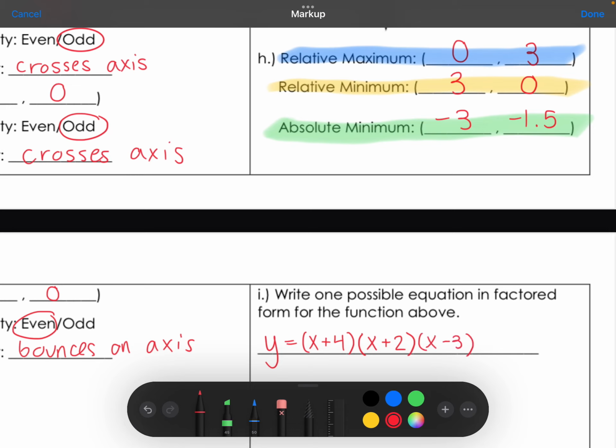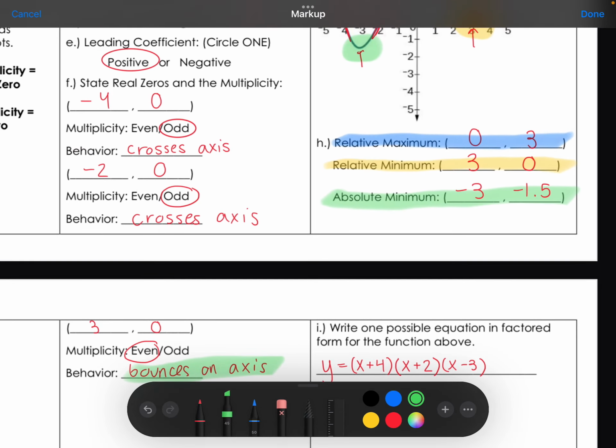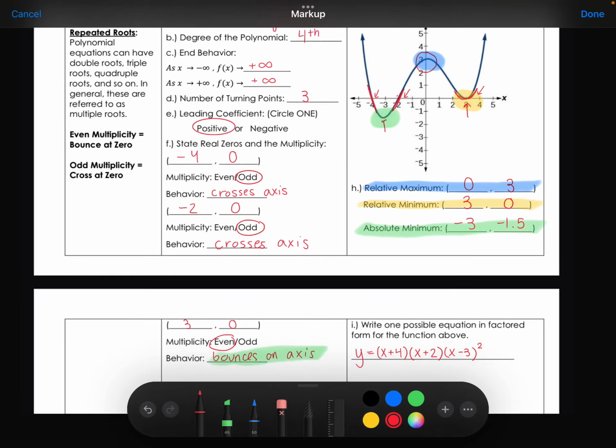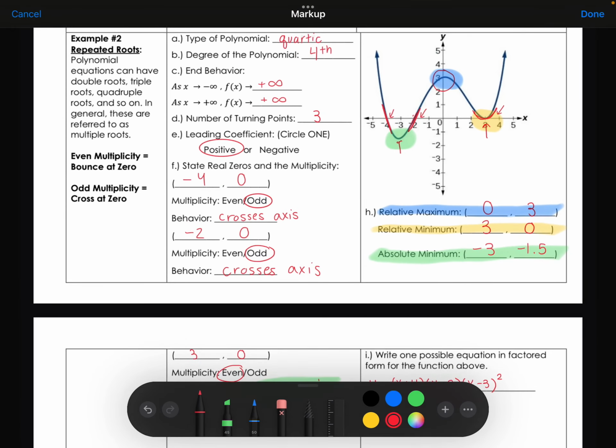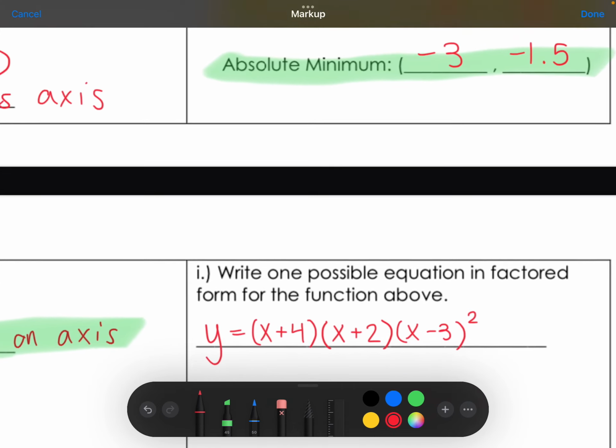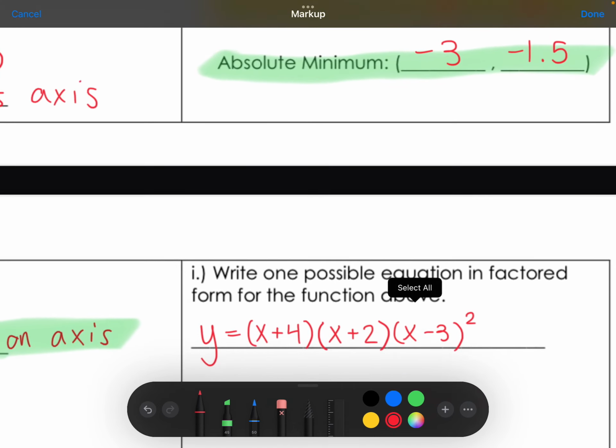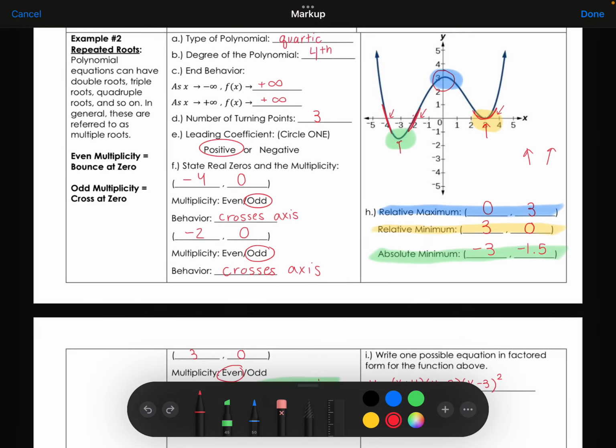But we see that that bounces on the axis, right? So when you bounce on the axis, that means that 0 has to occur more than once. It has to be an even amount of times, so we're going to square that. Now, we know that this particular polynomial is quartic, and its end behavior is even positive. So the leading coefficient has to be positive, which this is. It's an implied 1 there. We don't have to write it, so we don't have to negate that or anything like that.